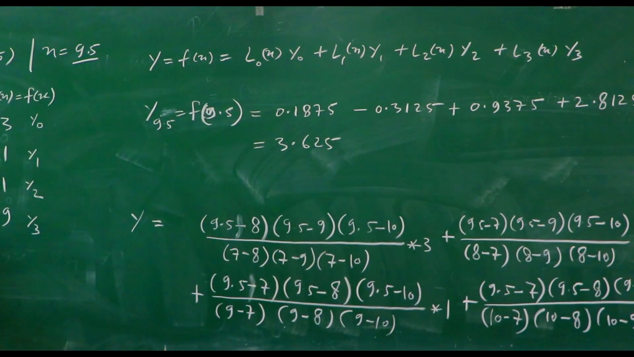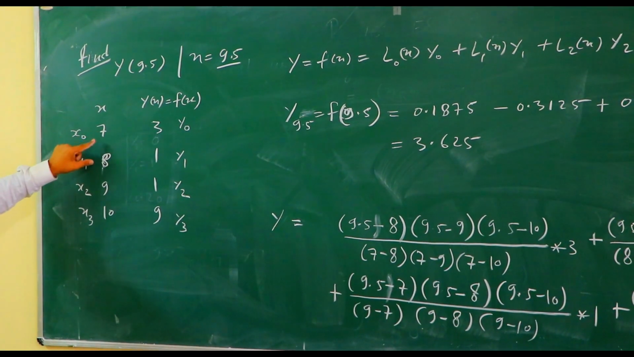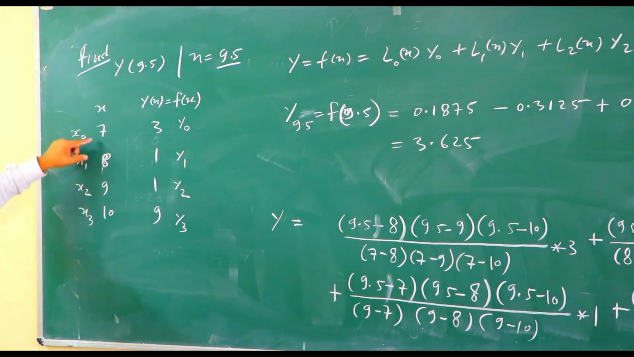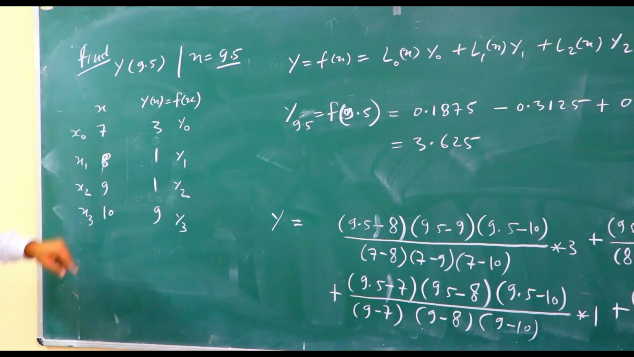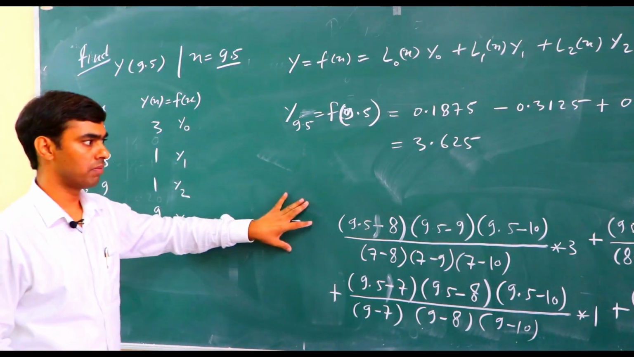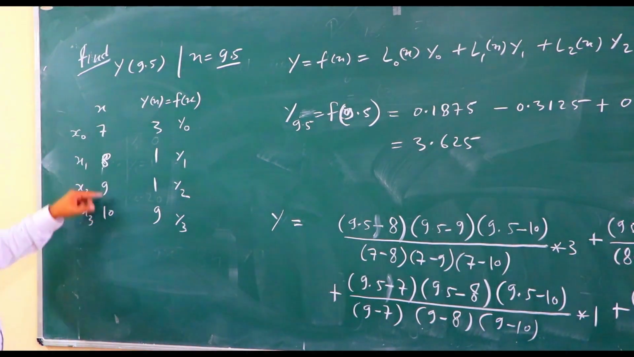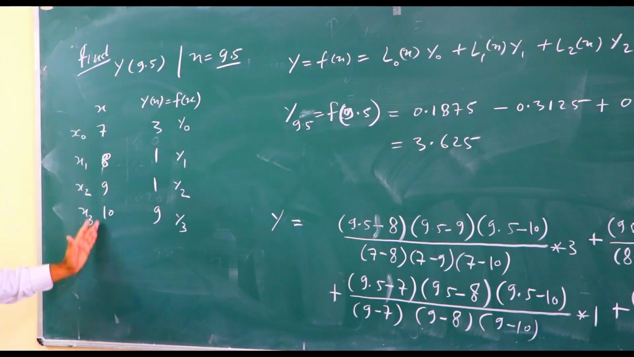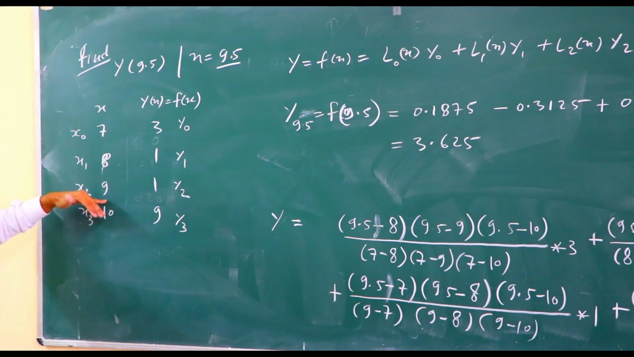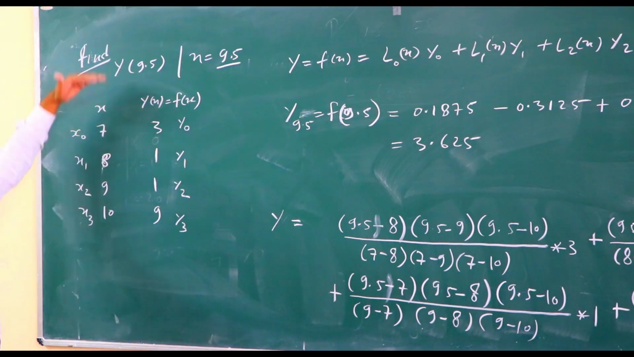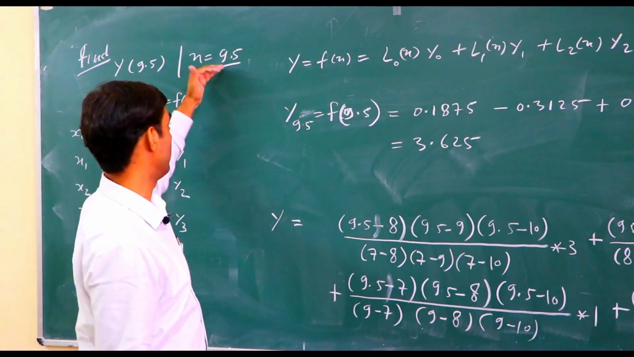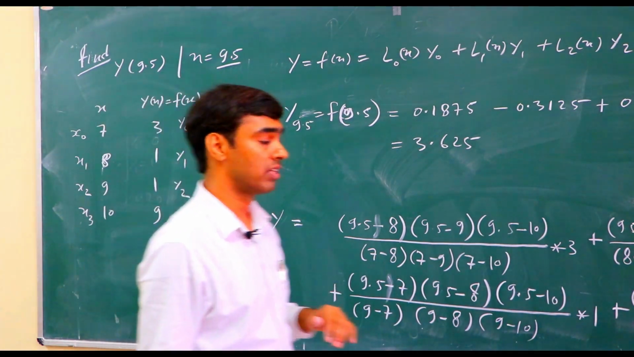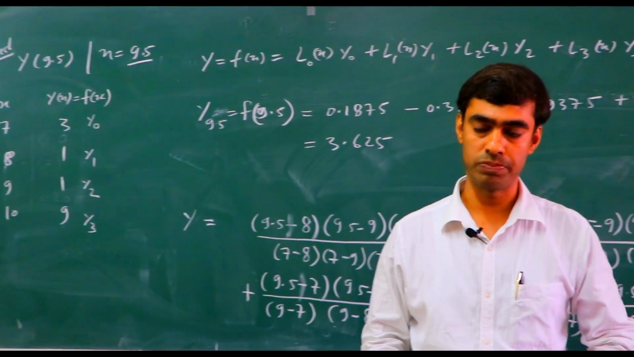So in this example, the class interval among the arguments is what? 1. The difference between 8 and 7 is 1, 9 to 8 is 1, 10 to 9 is 1. This means this problem can also be solved for 9.5 with the help of the backward interpolation formula, because this is an equal class interval. This data is available with equal class interval, and we try to find the value of y at 9.5. 9.5 is nearer to the last value, so we are also able to find the value of y at x equal to 9.5 with the help of the backward interpolation formula.